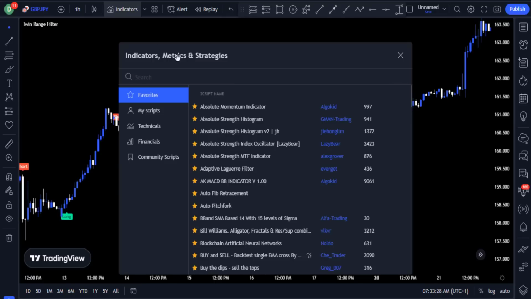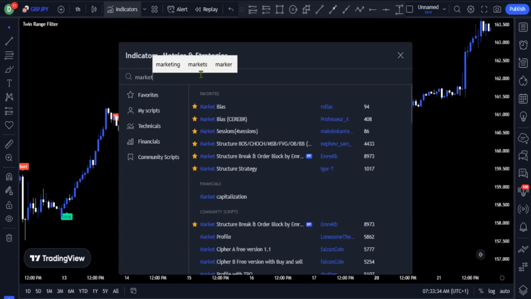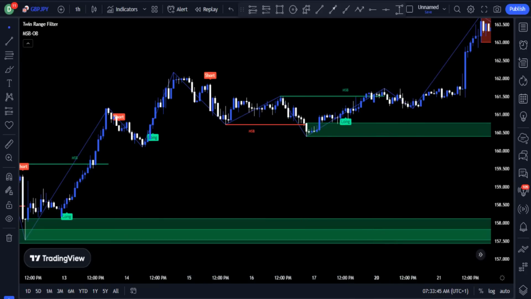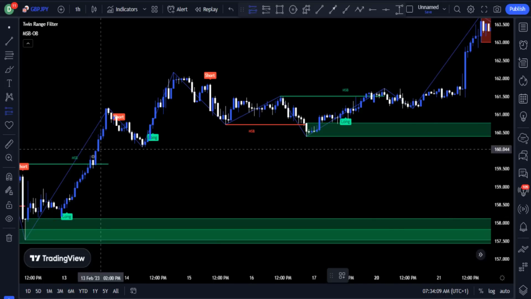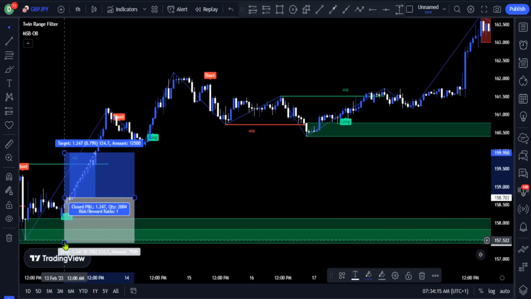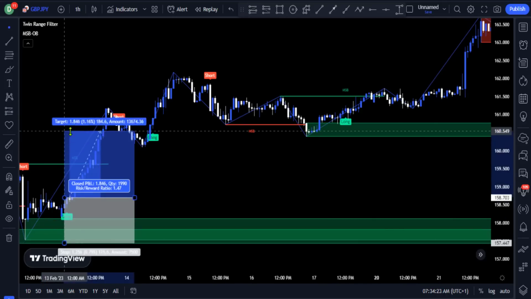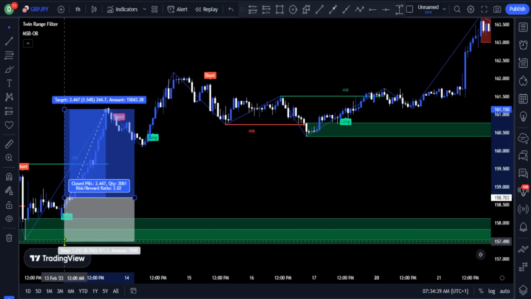Now, let's add the market structure and order block indicator to the chart to see how accurate both of them will work. Now, you can see that when the market structure indicator gave you this order block, you got this signal to enter a long trade from the Twin Range filter. And you could have placed a long trade like this at the close of this candle and set your stop loss below the order block and target 2 as to 1 risk to reward ratio.